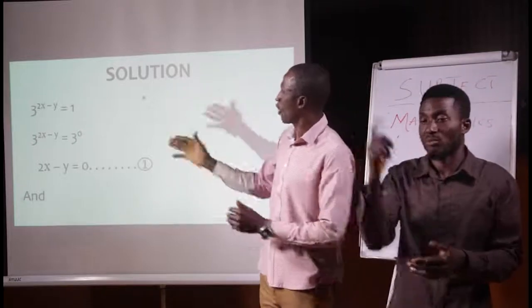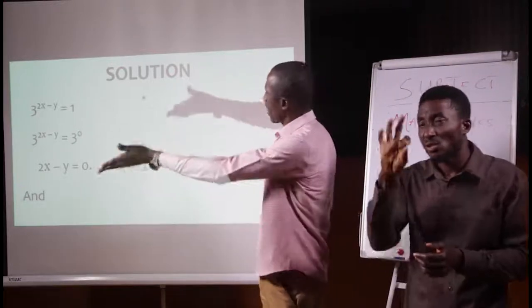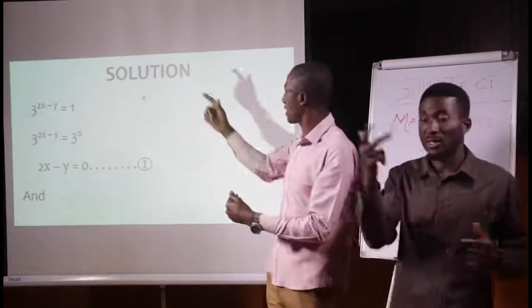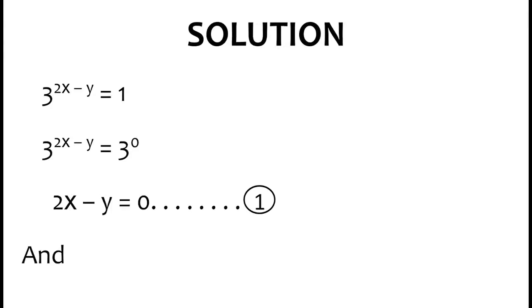Now, the common base is 3. The 3 on the left and the 3 on the right are gone. And you'll be left with what? With 2x minus y equals 0, and I name it equation 1.